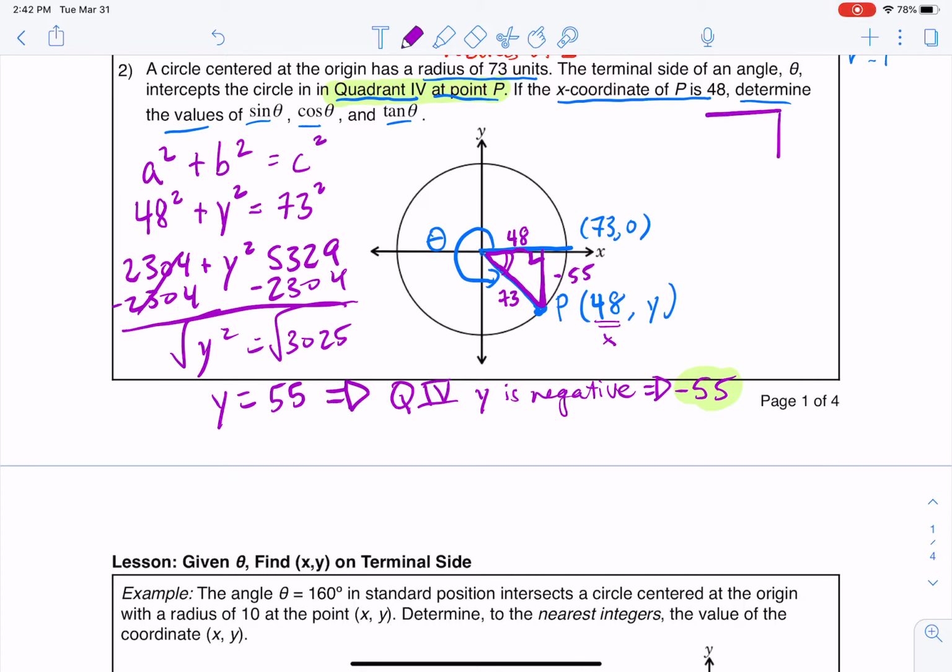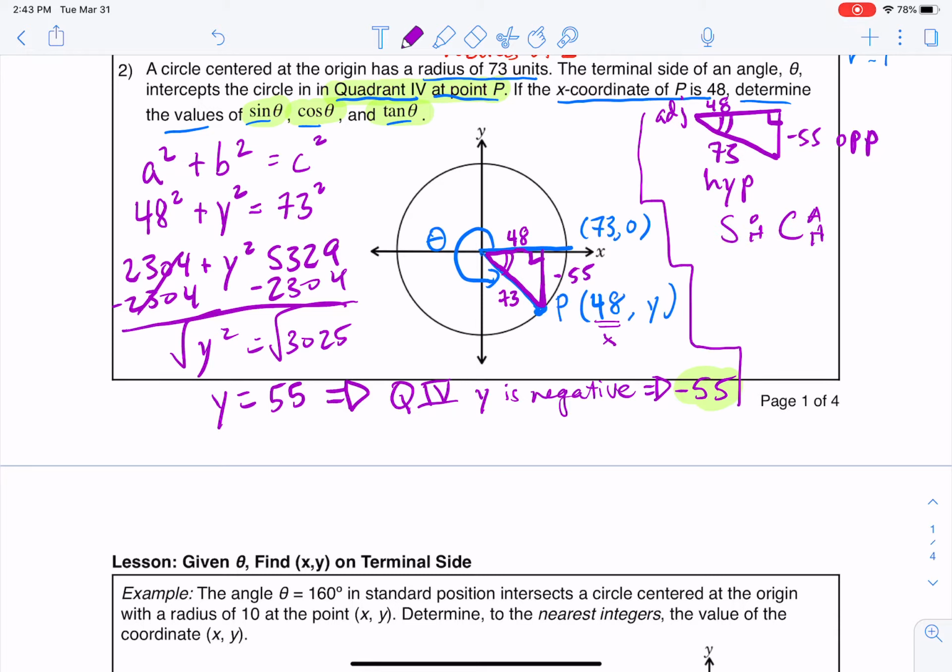I'm going to go ahead and just redraw that triangle so we have a clean triangle to work with. 73, negative 55, and 48. Those are the sides of my triangle. There's my reference angle. This is my opposite side. This is my hypotenuse. This is my adjacent side. So finally we're ready to get to the last part of the problem. Find the values of sine, cosine, and tangent. Draw a little line there. So again, we would use SOH CAH TOA.